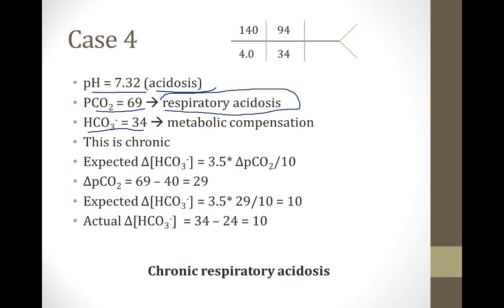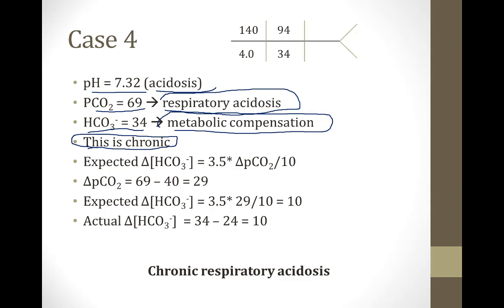Recall that normal is 24, so this is metabolic compensation. Based on the question stem, this is a chronic respiratory acidosis. We have no reason to believe this is acute. They describe this patient as a man with long-standing COPD. So we believe this is a chronic respiratory acidosis, so we're going to use the chronic compensation equations that I talked about in the other modules.